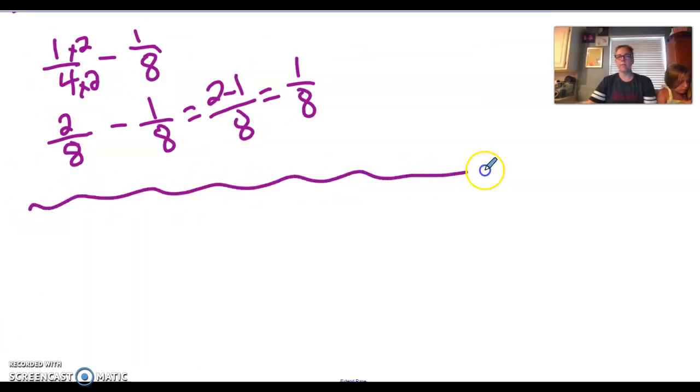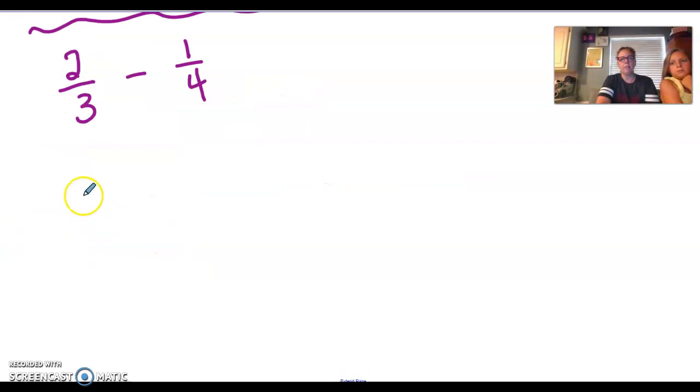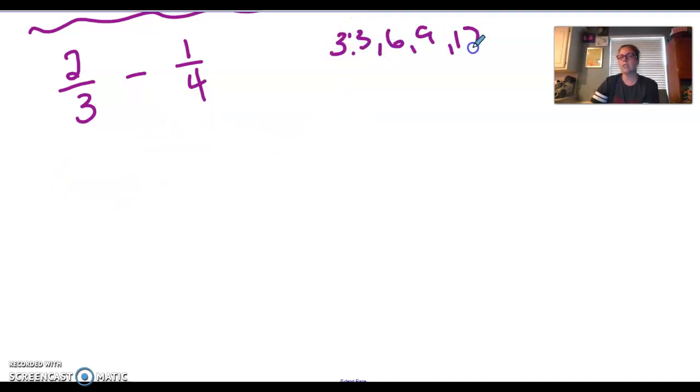What about 2/3 minus 1/4? So 2/3 minus 1/4. So it is not a common denominator, so we have to make it a common denominator again. 3 won't go into 4. So now we have to find a multiple of 3 and 4. Well, what are our multiples of 3? We have 3, 6, 9, 12, and so on. Our multiples of 4: 4, 8, 12, and so on.